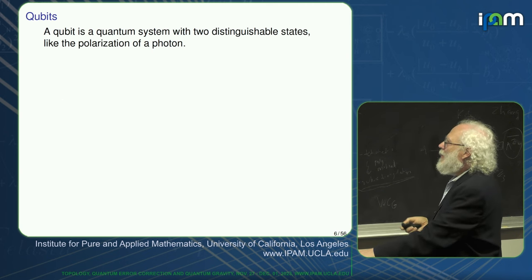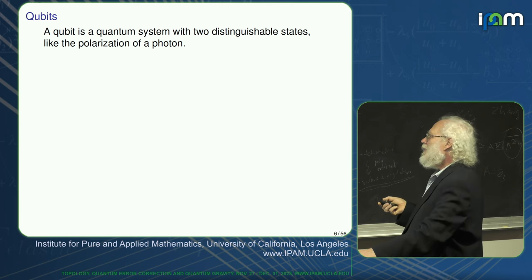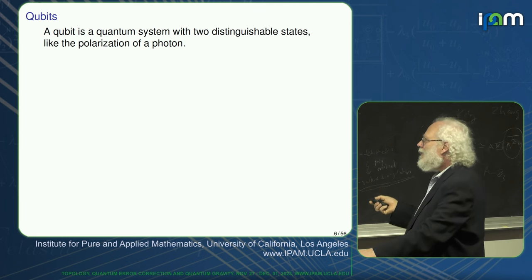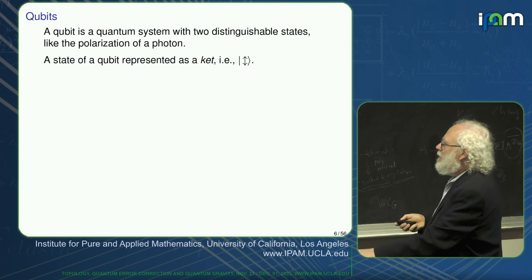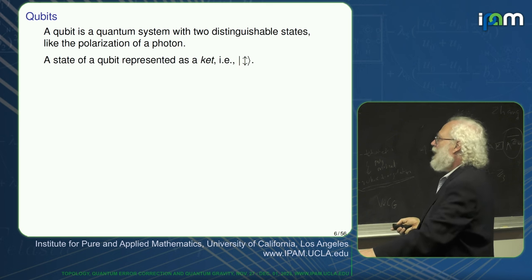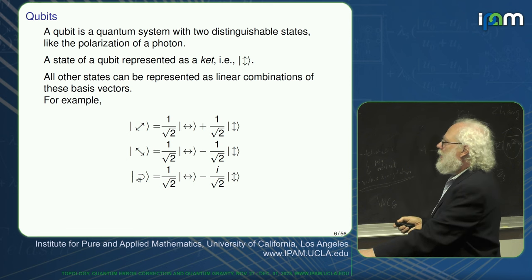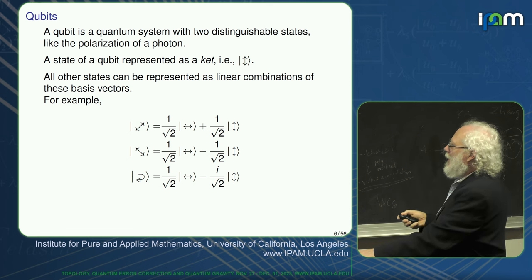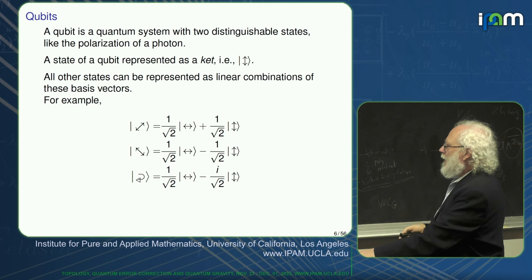So let's go to qubits. A qubit is a quantum system with two distinguishable states, like the polarization of a photon. So a state of a qubit is represented as a ket. That's that funny notation. And all other states can be represented as linear combinations of these basis vectors.